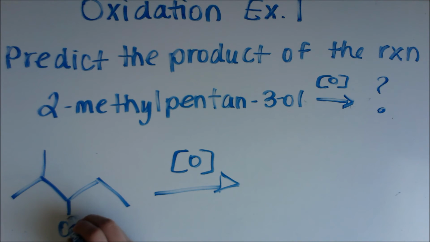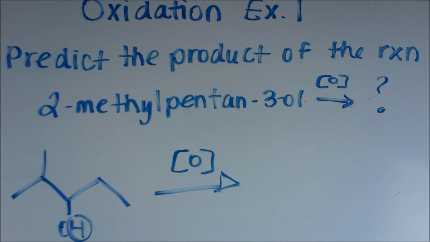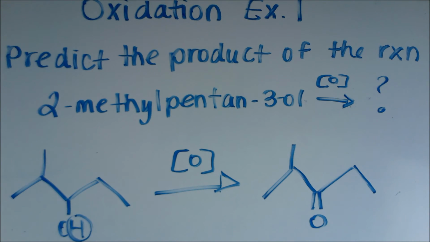This hydrogen will be removed, as in oxidation reactions, fewer bonds are formed to hydrogen and more are formed to oxygen. So instead, a double bond is formed to the oxygen, making the ketone 2-methylpent-3-one.